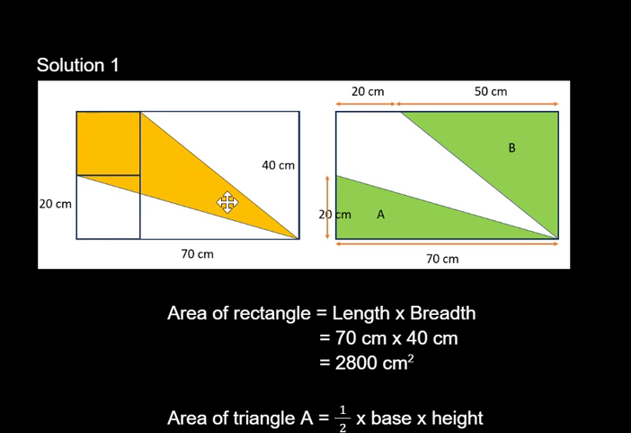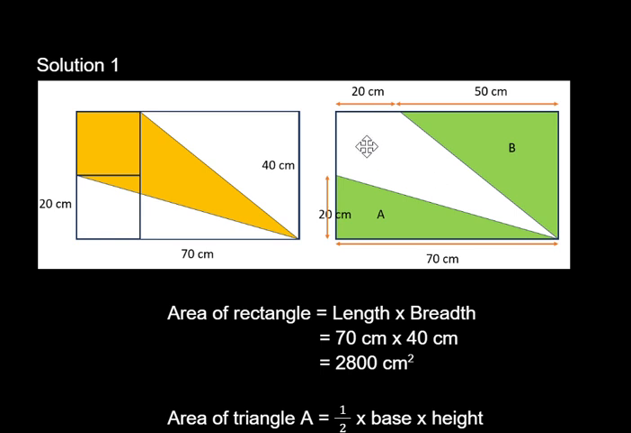But once you look at this diagram carefully, you realize that it is made up of a rectangle and two triangles. One triangle here and another triangle here. I put here triangle A and triangle B. So if I take the area of the rectangle, subtract triangle A and subtract triangle B, I will get the area of the shaded part.